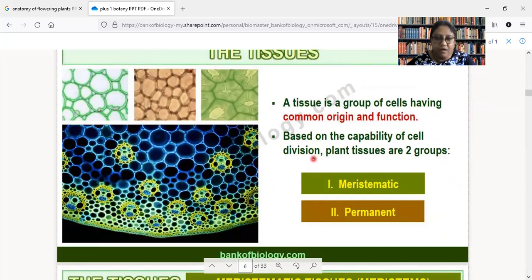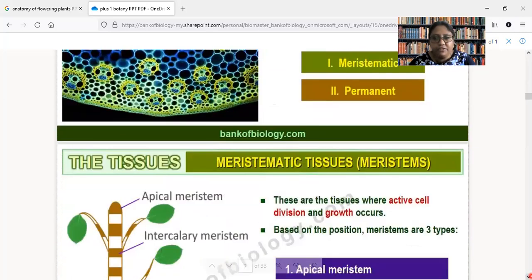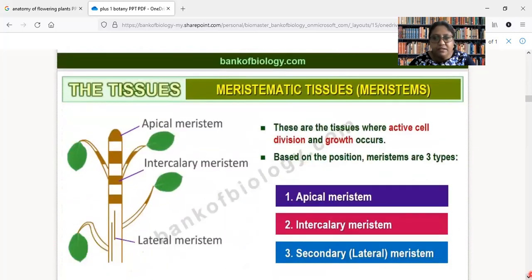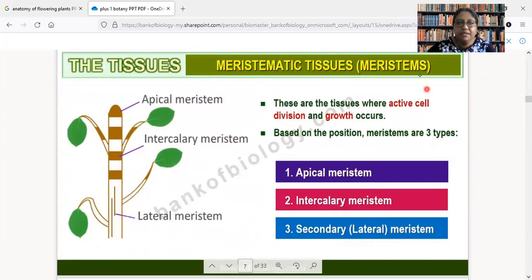Okay. Now, these are two types of tissues, meristematic and permanent. We already talked about them. So we will first look into meristematic tissue. Okay. So what is this meristematic tissue?